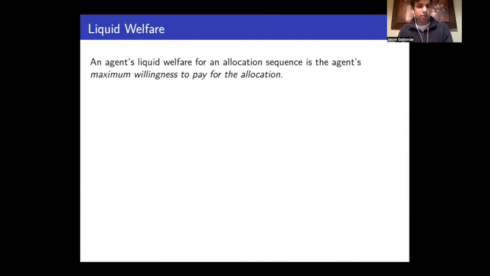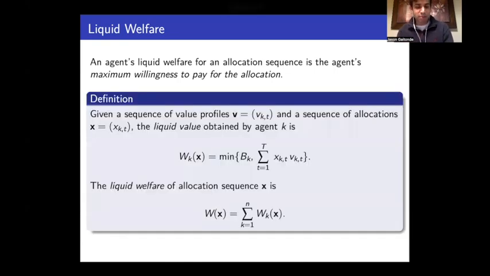So with that model of these repeated auctions, let me now tell you our notion of aggregate welfare. As I mentioned before, it's known as liquid welfare, and an agent's liquid welfare for an allocation is just what their maximum willingness to pay for the allocation is, including their budget constraints. So a bit more mathematically, given this sequence of valuations V and a sequence of allocations X, the liquid value obtained by an agent K is the following. In this sum over here, the product of X sub KT and V sub KT is measuring how much of the good and how much value per unit good that the agent is getting at time T.